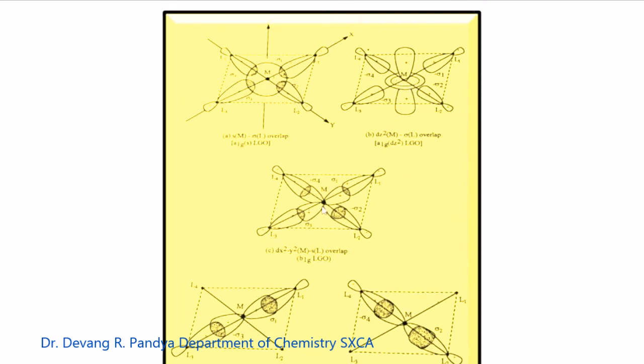And this is full overlapping with the x square minus y square, resulting in sigma bond formation from all the ligands 1, 2, 3 and 4: 1 and 3 with plus sign, 2 and 4 with minus sign. Similarly with px and ligands 1 and 3, 1 is positive, 3 is negative, and with ligands 2 and 4 and py, ligand 2 is positive, 4 is negative. So all this pictorial representation indicates the construction of the LGO.